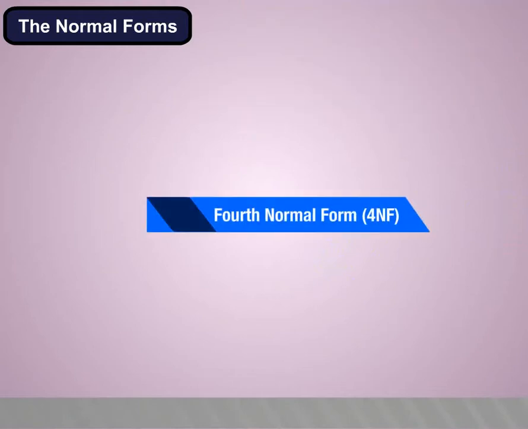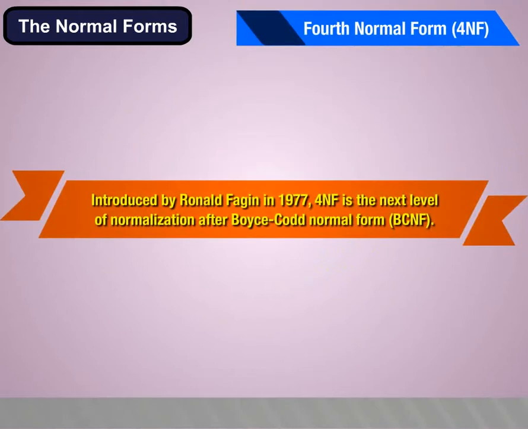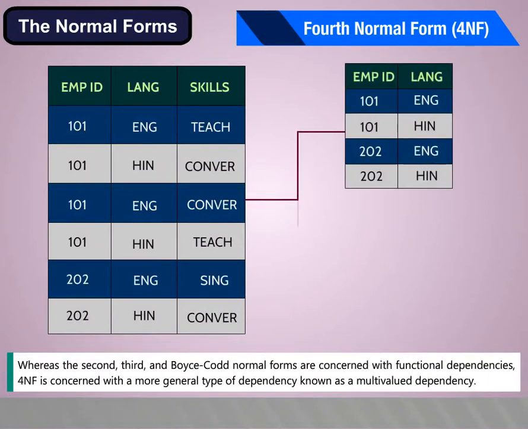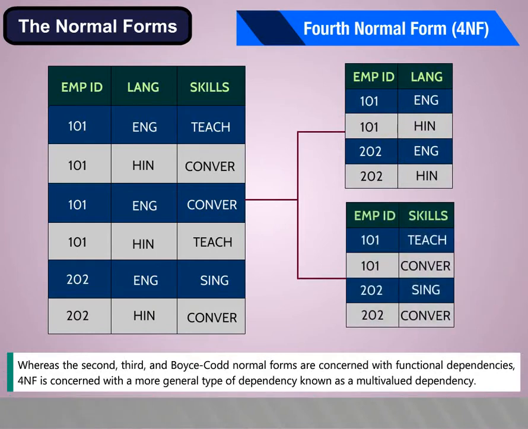Fourth normal form, 4NF. Introduced by Ronald Fagin in 1977, 4NF is the next level of normalization after Boyce-Codd normal form, BCNF. Whereas the second, third, and Boyce-Codd normal forms are concerned with functional dependencies, 4NF is concerned with a more general type of dependency known as multivalued dependency.